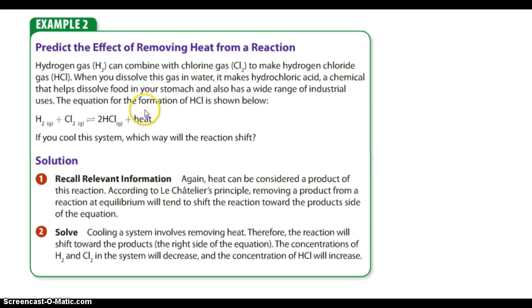If you cool the system, so cooling means take away heat, which way will the reaction shift? Recall relevant information. Again, heat can be considered a product of this reaction. According to Le Chatelier's principle, removing a product from a reaction at equilibrium will tend to shift the reaction towards the product side of the equation. So there's less of it, we need to make more, and so the reaction is going to go to the right. Cooling a system involves removing heat. Therefore, the reaction will shift towards the product, the right side of the equation. The concentrations of H2 and Cl2 in the system will decrease, and the concentration of HCl will increase.